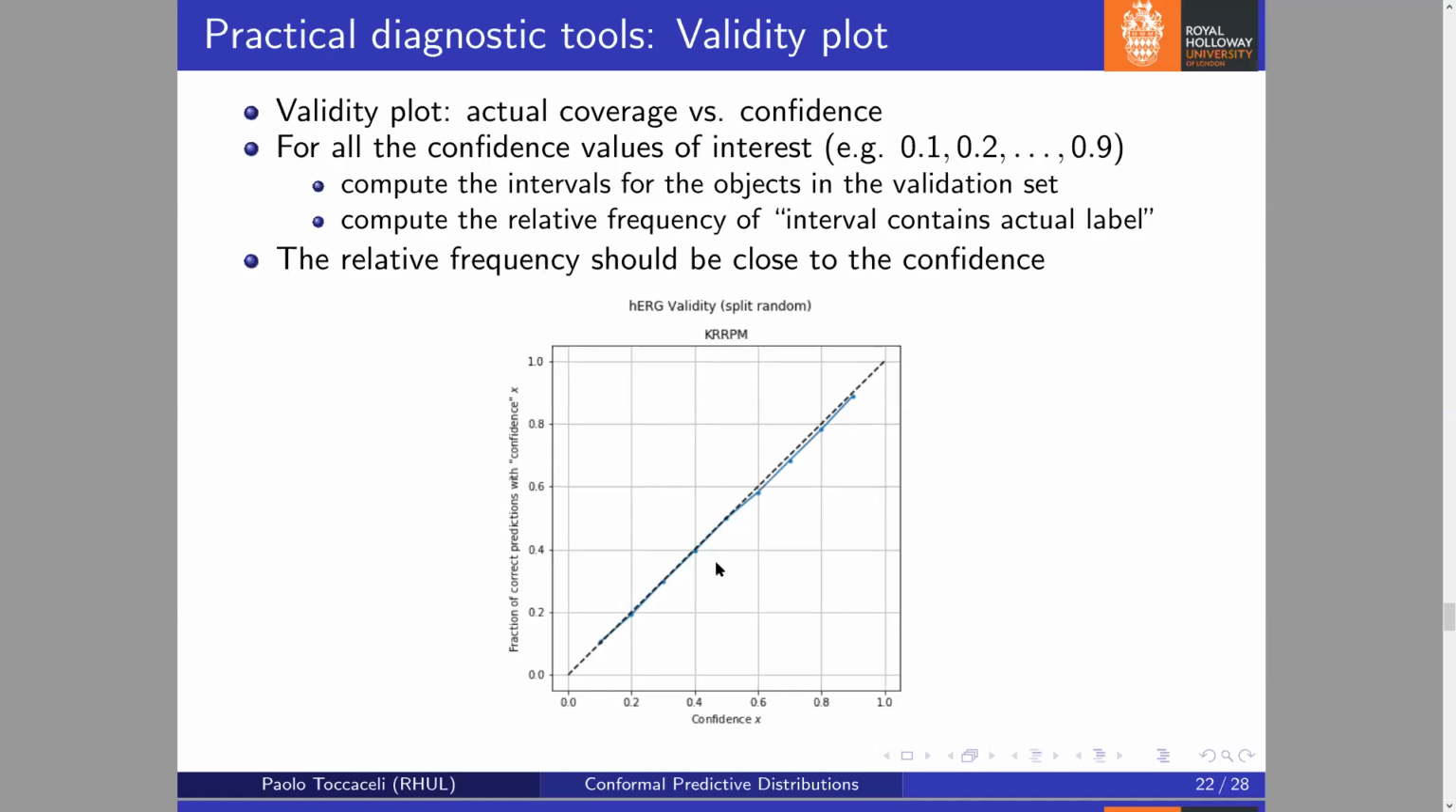And you obtain a chart where you want your graph to be as close as possible to the dashed line, the diagonal from 0, 0 to 1, 1. This has a very direct interpretation and allows you to see for which values of the confidence you're encountering deviation from validity.